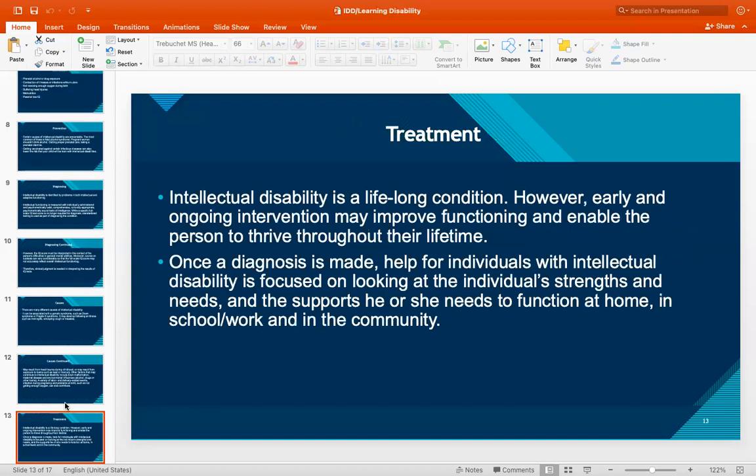When we start talking about treatment, of course, intellectual disability is a lifelong condition. It's going to last over a person's life. There are some early interventions in place that can be ongoing in a person's life to help them improve functioning and help them to be able to thrive throughout their lifetime. Once a diagnosis is made, every individual with intellectual disability is focused on looking at the individual's strengths and needs. So I talked about that a little bit earlier, and being able to support what they can and cannot do, and then be able to move forward and help with their functioning, especially in the home, at school, at work, and in the community.